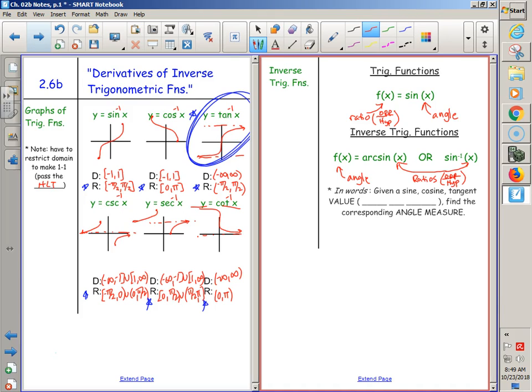Technically, even though you might be given an f of x in context of what we showed, the f of x is the original, this would be the inverse. The inverse function of sine is sine inverse or arcsine. They mean the same thing for our purposes.